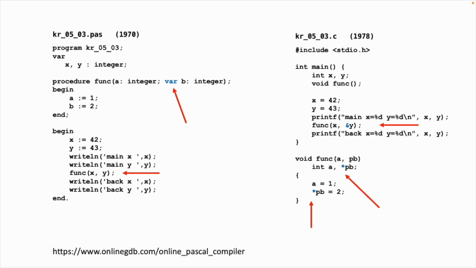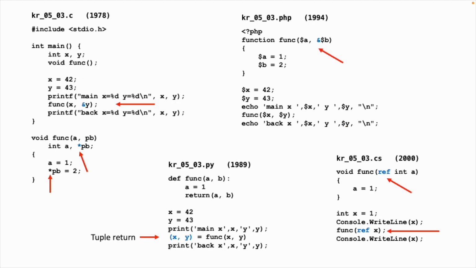get to the thing. So we say a equals 1, and then we say star pb equals 2. That says store 2 as an integer into the location pointed to by pb. And then when you come back, the second parameter will have been changed, y will have been changed, and x will not be changed. Now if we take a look at a few other languages, so here we have the C code again.